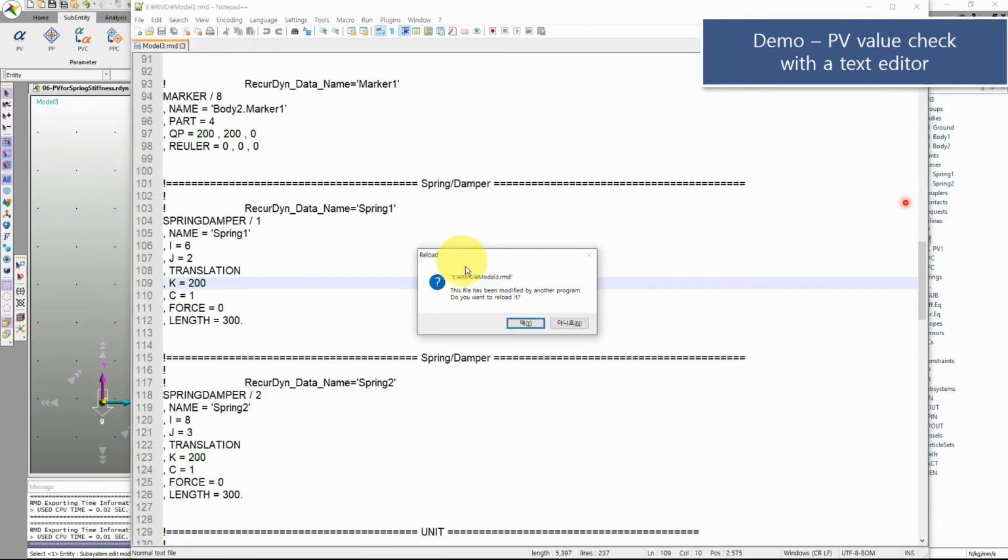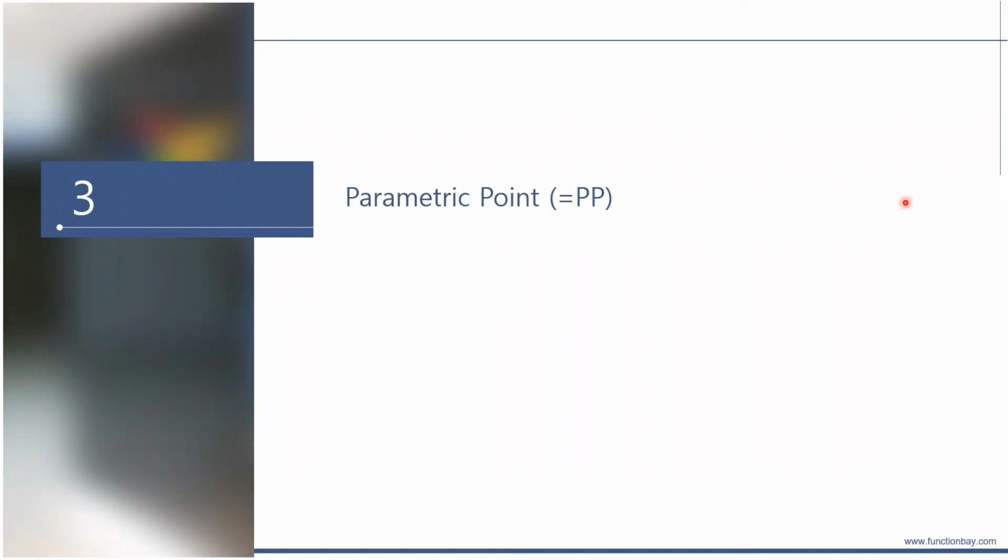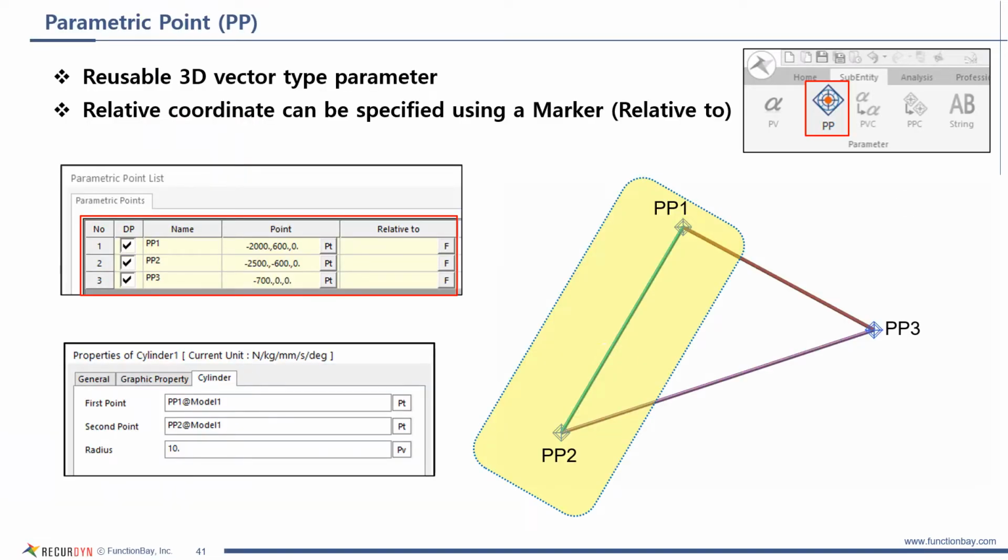As you can see, the stiffness of both springs has been changed from 200 to 500. From now on, let me explain parametric point, which is quite similar to parametric value. Let me call the parametric point PP. PV is a scalar value while PP is a 3D vector type parameter. It is mainly used to specify coordinates.